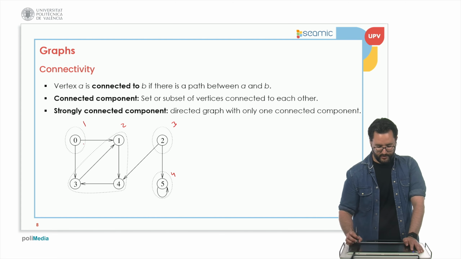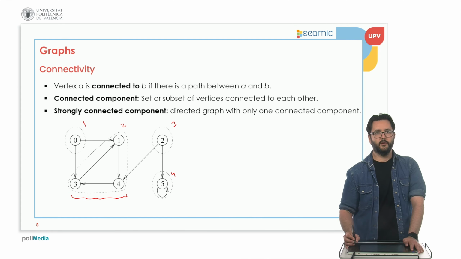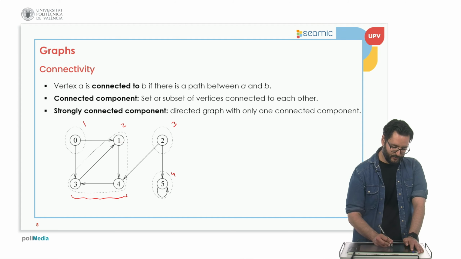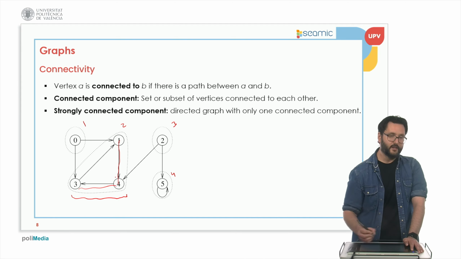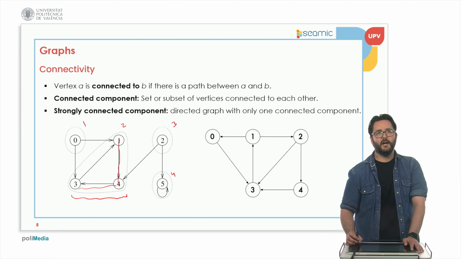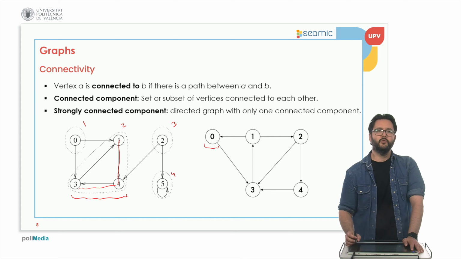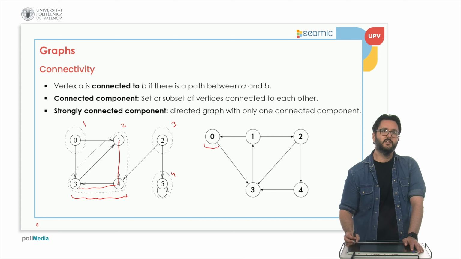The 0, the number 2, and the number 5 are isolated, but 1, 3, and 4 are connected to each other, because you can reach from 1 to 4 to 3, and the same with the other vertices. Here we have a strongly connected graph, because we can reach from one node to any other node in the graph. So this is what we call a strongly connected graph, because it has only one connected component.